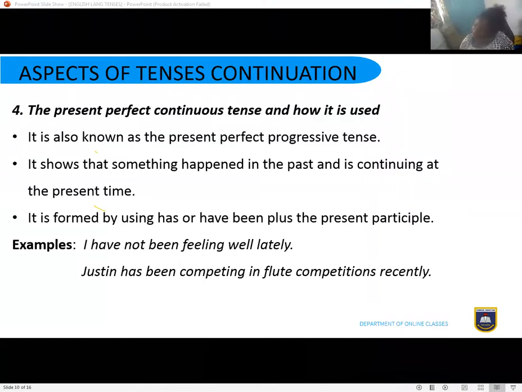Justin Jamesi, are you on the line? Actually, Justin, are you there? Yes, madam. Justin, can you please read this sentence for us? The second sentence.